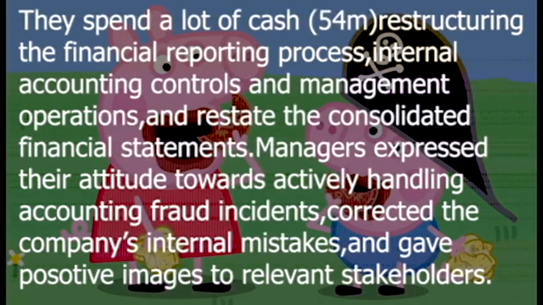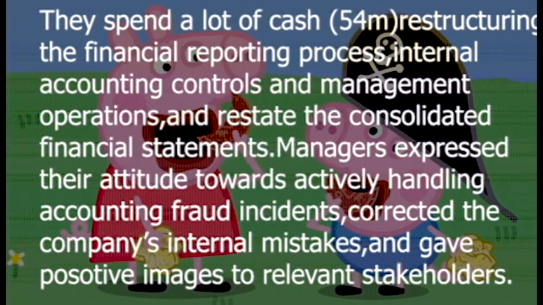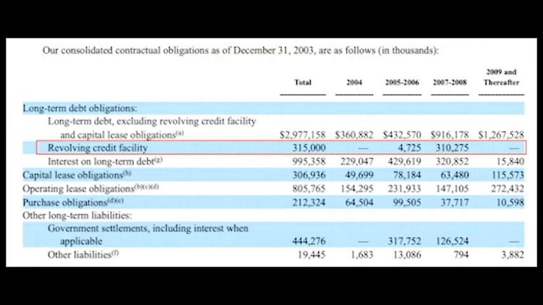You can see that they spent a lot of cash, $54 million, restructuring the financial reporting process, internal accounting controls, and management operations, and restating the consolidated financial statements. Managers expressed their attitudes towards actively handling accounting fraud incidents, corrected the company's internal mistakes, and gave positive images to relevant stakeholders.